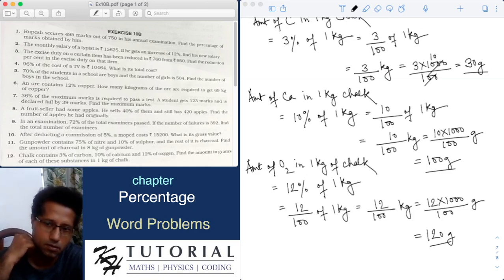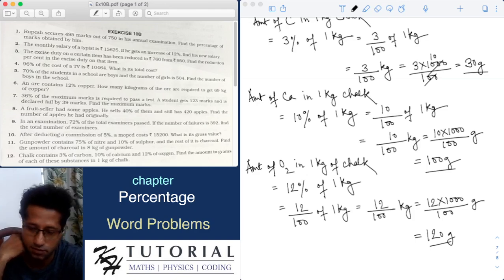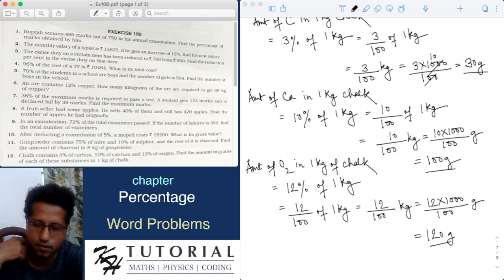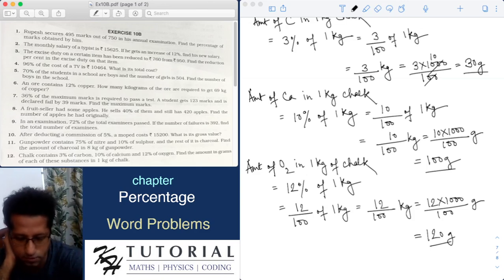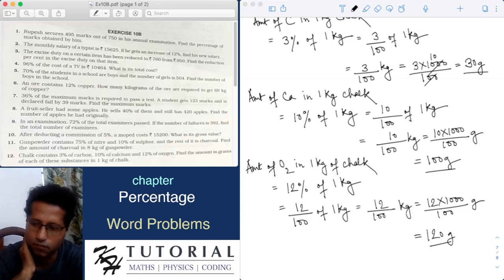In the next video, I will solve the objective questions, that is MCQ, on this chapter percentage, and after then I will solve the test paper 10. So that will bring an end to this chapter percentage. Then I will move on to the next chapter. I don't know what is the next chapter. Could be profit and loss. I don't know.